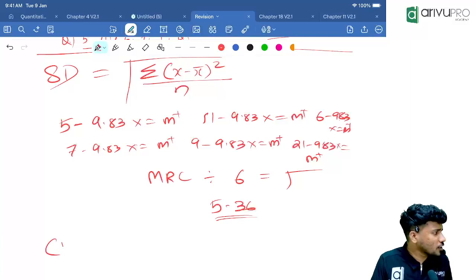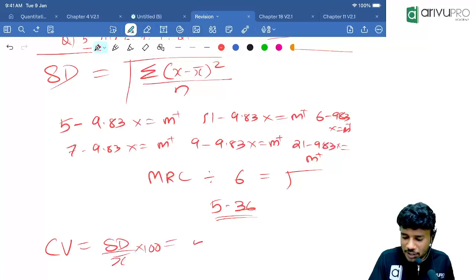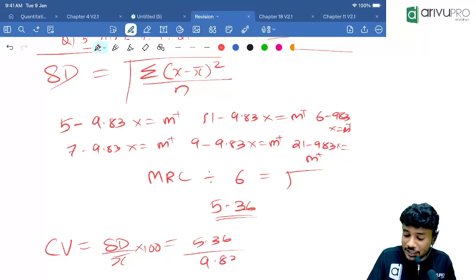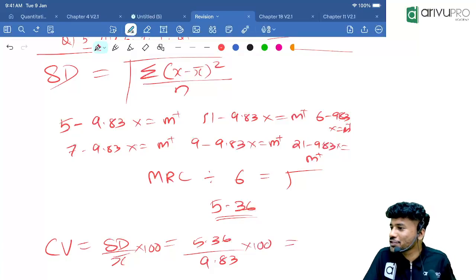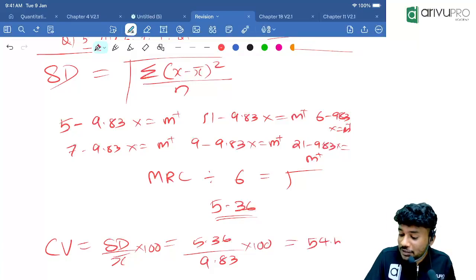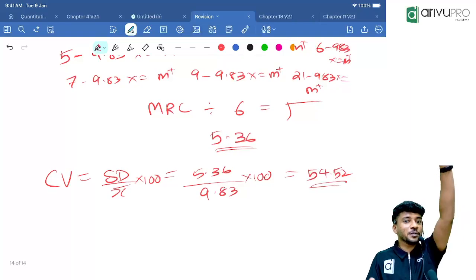Then what is coefficient of variation? What is the formula for coefficient of variation? Standard deviation divided by x bar into 100. That is nothing but 5.36 divided by x bar, how much is it over here, people? 9.83 into 100. How much is the answer? 54.52. Yes. Okay. Done. Everyone got the same answer? Yes. So we found 3 measures of dispersion.